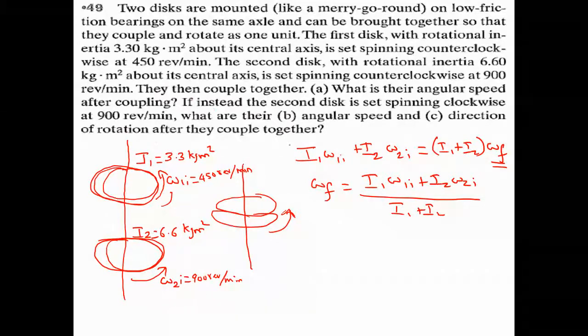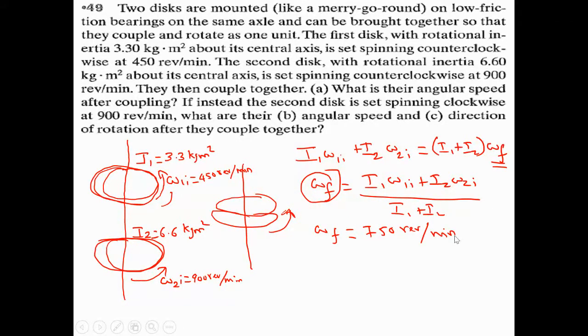You have all the values. You substitute the values here, you'll get the answer. Am I right? Yes, teacher. So I just write the answer only: 750 revolution per minute. No need to convert because they are not asking you to convert. Okay. Let's come to the second part. What is your second part, brother?